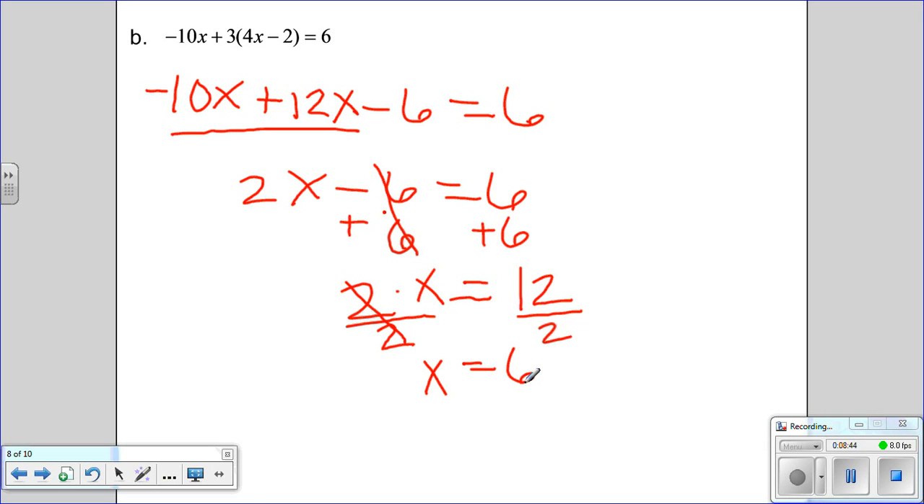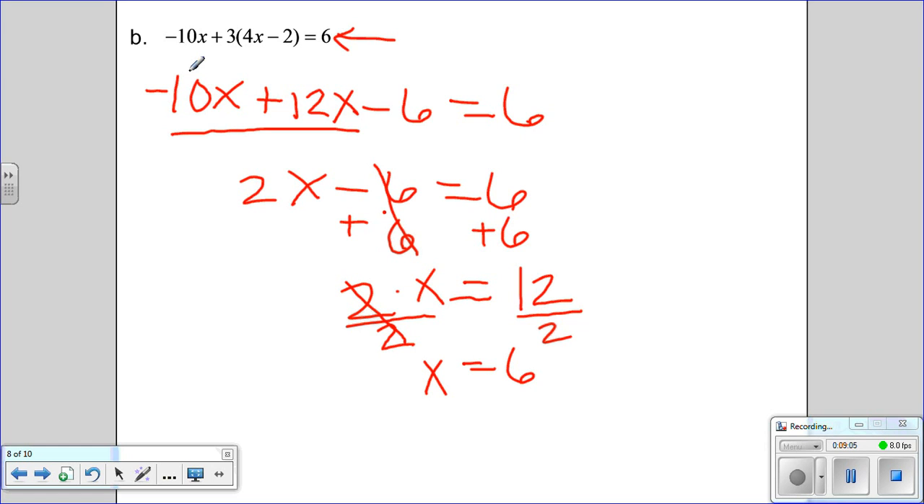Okay, and again, if I wanted to check this answer, x equals 6, you're going to go back up to the original problem, right up here, and you're going to plug in 6 for x. Replace each x with a 6, and then just use the order of operations to check that you actually equal 6 on the other side.